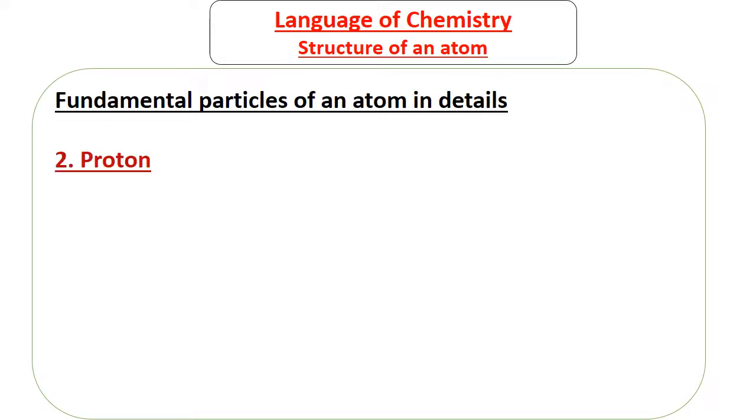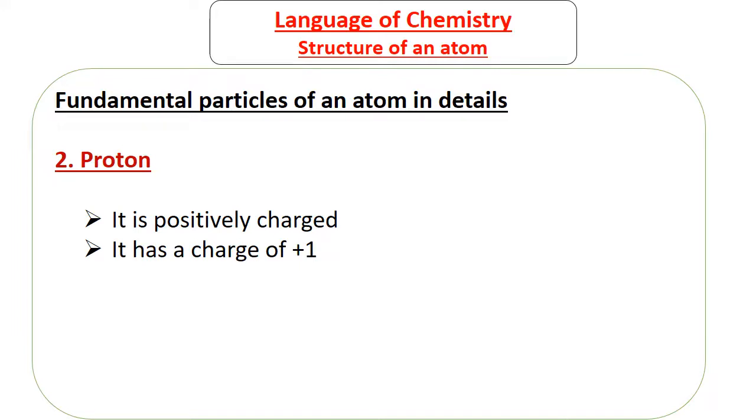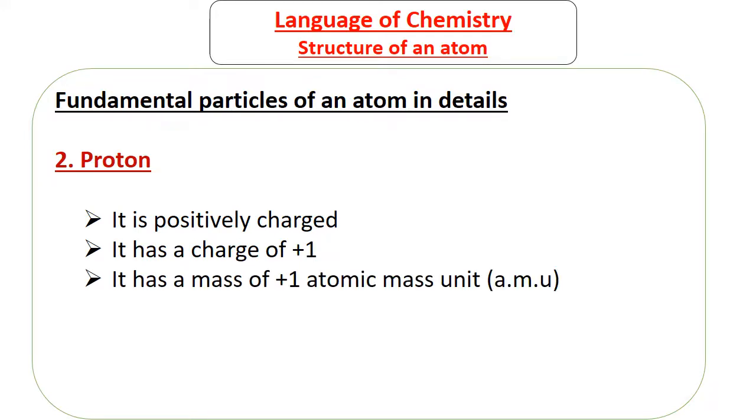Then the second one is the proton, which is positively charged, which has a charge of +1, and which has a mass of 1 atomic mass unit. So the mass of a proton is 1, while that of an electron is 1/1840. Then the charge of a proton is +1, while the charge of an electron is negative.